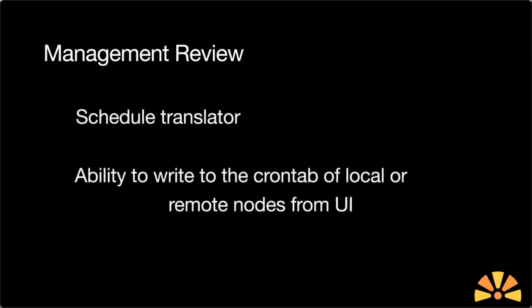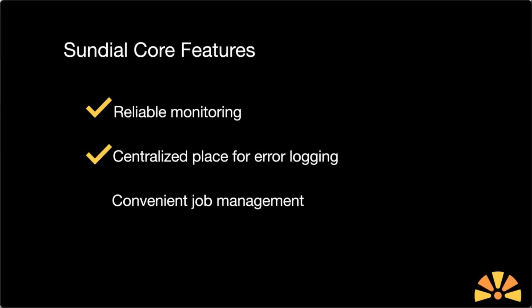We'll review what we've covered in this section. Sundial provides a UI for job management. The dashboard includes a schedule translator, as well as a form that can be used to write data to the cron tab of a local or remote node. This achieves the third core feature we set out to do, convenient and reliable job management from the UI. Now I'll pass it off to David, who's going to take us through the exciting part, the demo.